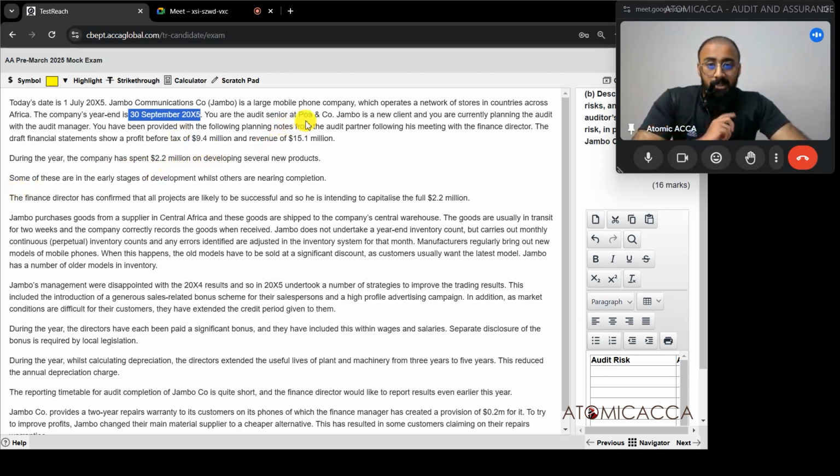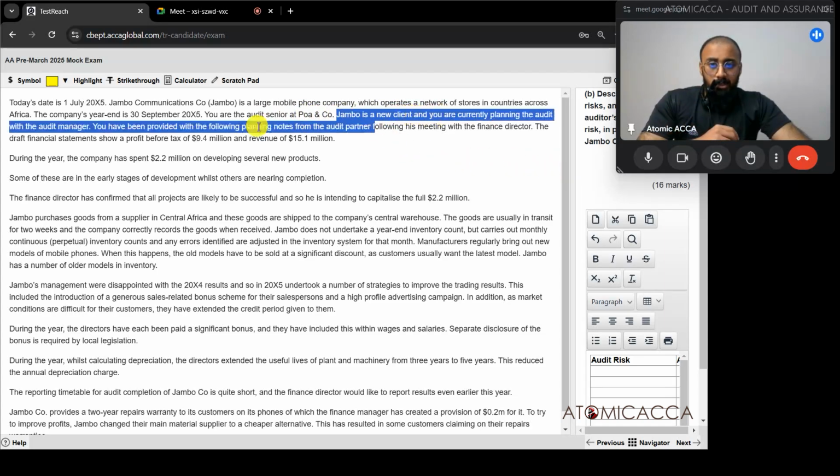Now you're the audit senior at POA and Company. Jambo is a new audit client and you're currently planning the audit with the audit manager. You have been provided with the following planning notes from the audit partner following his meeting with the finance director: draft financial statements show profit before tax of 9.4 million and revenue of 15.1 million. Now, new audit client is a very common detection risk that we have come across during our practice sessions. So that will be our first problem.